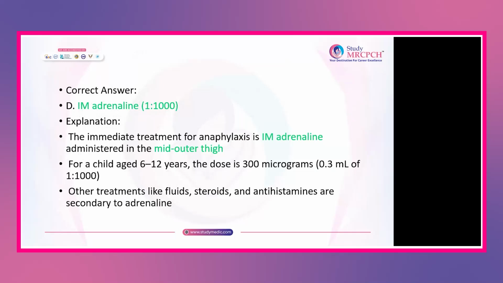administered in the mid-outer thigh. For a child aged 6 to 12 years, the dose is 300 micrograms, 0.3 ml of 1 in 1,000. Other treatments like fluids, steroids and antihistamines are secondary to adrenaline. So the priority here is to give him the first dose of IM adrenaline, and following his response, repeat if needed, plus these medications to be administered as indicated.